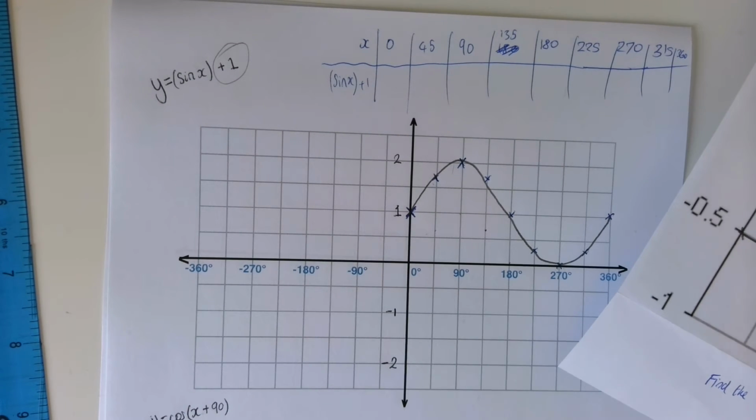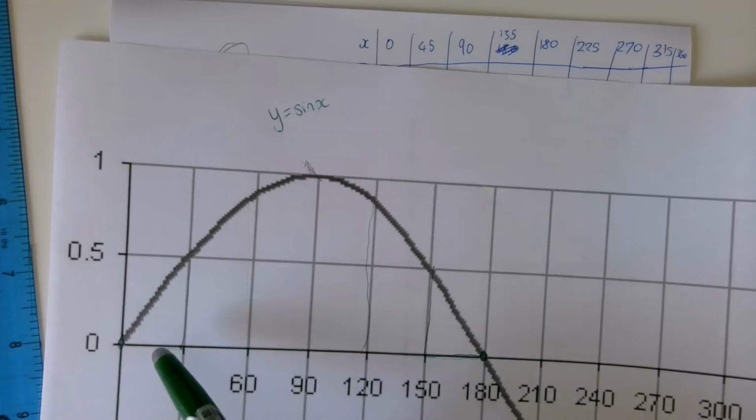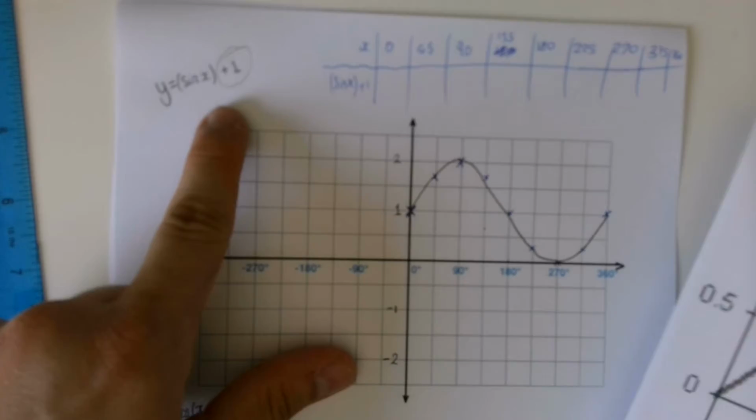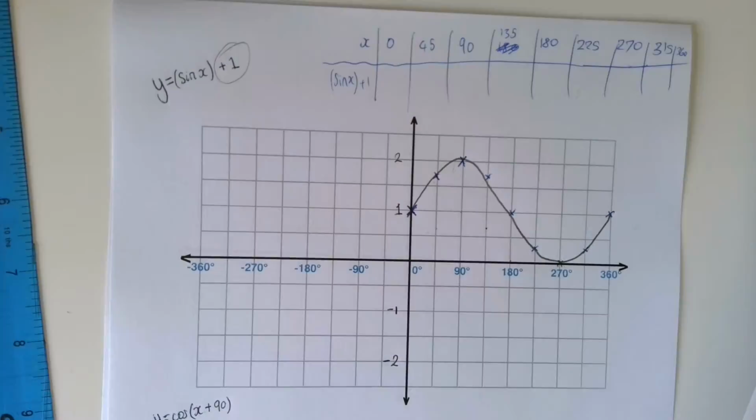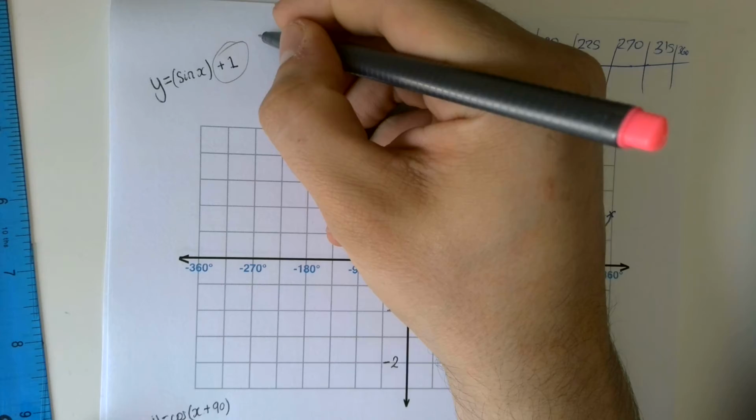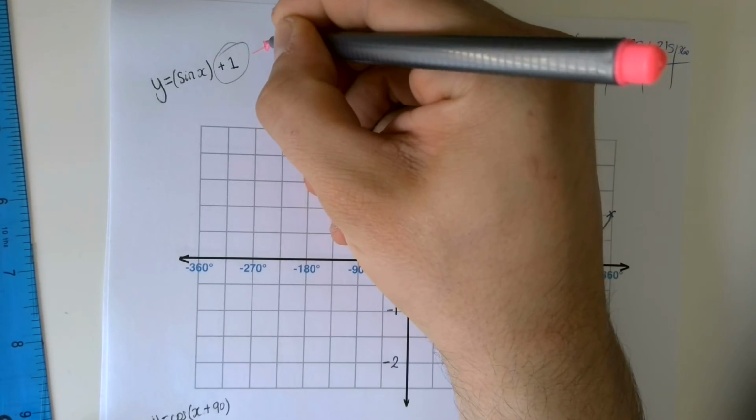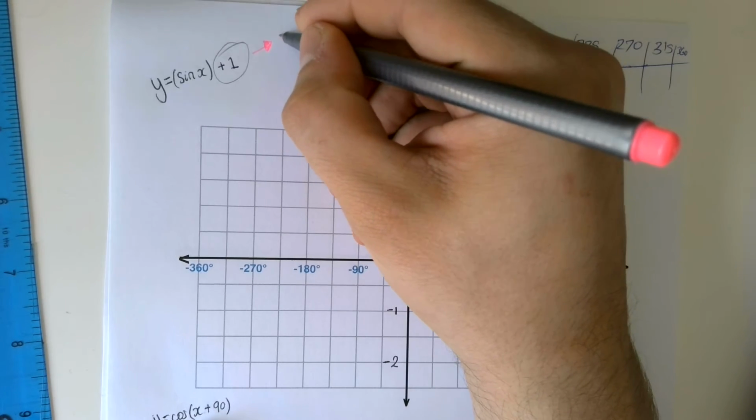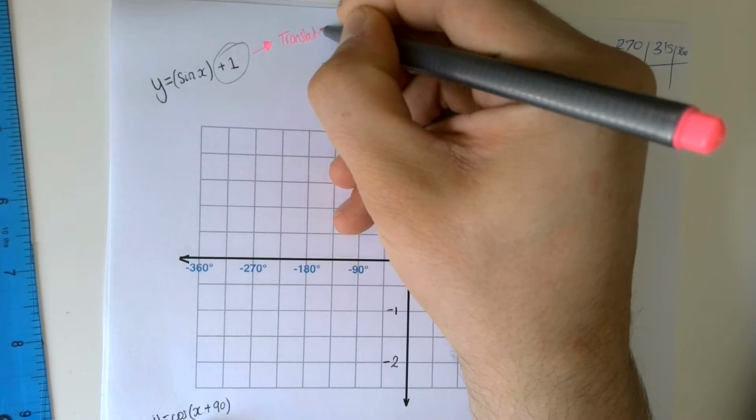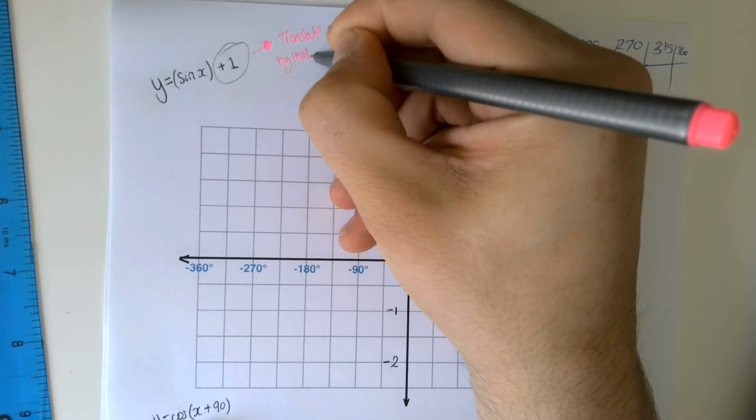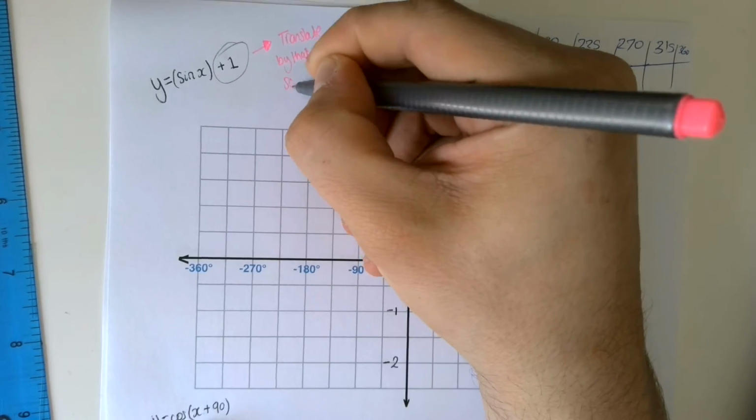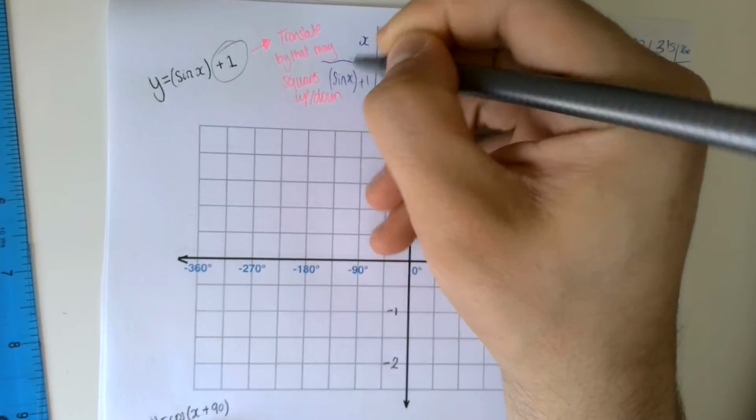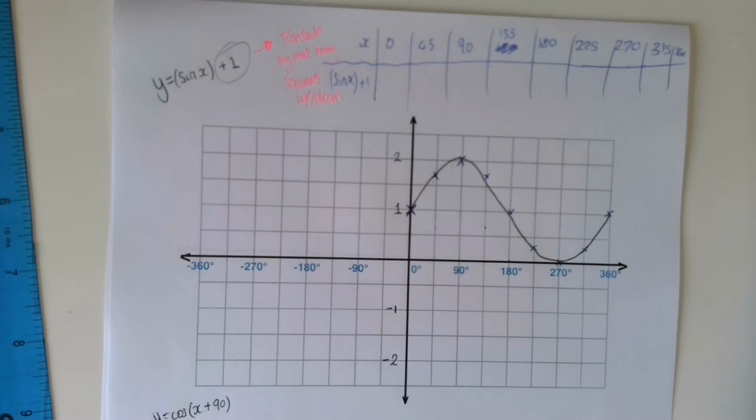So I take every single point here, and then I just increase the y coordinate by 1. As you can see, the y coordinate has been increased by 1. So when we've got a number just added on to the end of a function, it's going to translate by that many squares. It's going to go up if it's positive, down if it's negative.